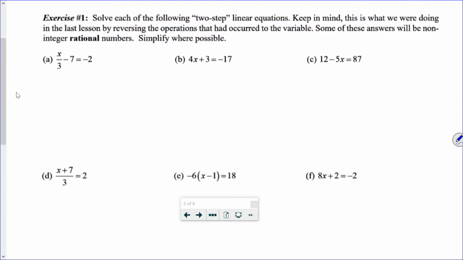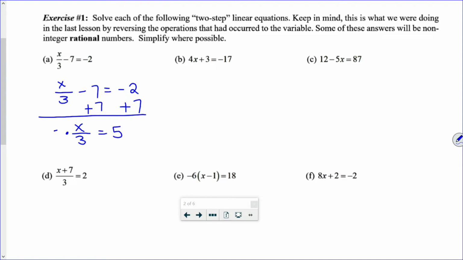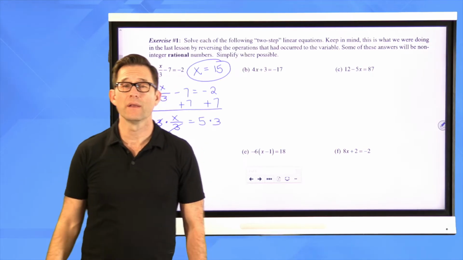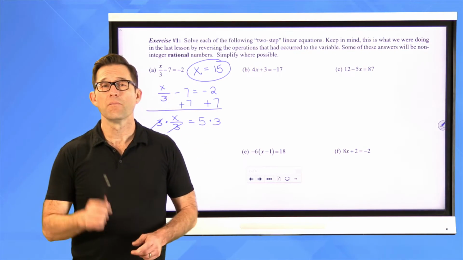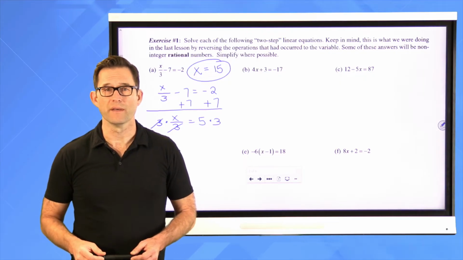I'm going to rewrite my equation down. x divided by 3 minus 7 equals negative 2. I'm not sure why I felt the need to write it down again, but I did. So then I'm going to add 7 to both sides. I'm going to have x divided by 3 is equal to positive 5. I'm going to multiply both sides by 3. And then I'm going to write my answer up here, and I'm going to get x equals 15. Two steps, right? Easy enough. Pause the video now, and you solve letter B.